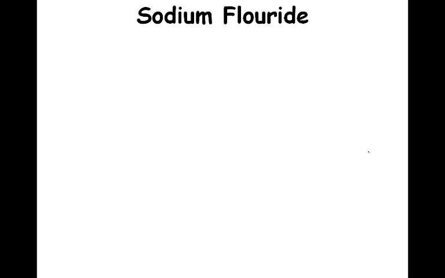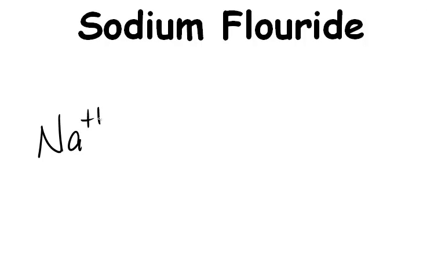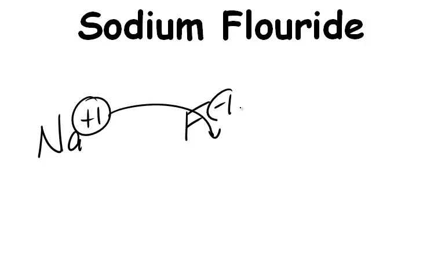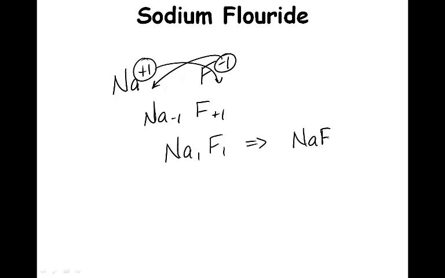Sodium fluoride. On the back of the periodic table, we know that sodium forms a positive 1 ion. We know that fluoride is a fluorine atom that has gained an electron, so it's negative 1. Step number 2 is to crisscross the charges, resulting in Na negative 1, F positive 1. Step 3 is to remove the charges, so Na1, F1, and reduce. We can reduce by removing the 1s, so NaF.